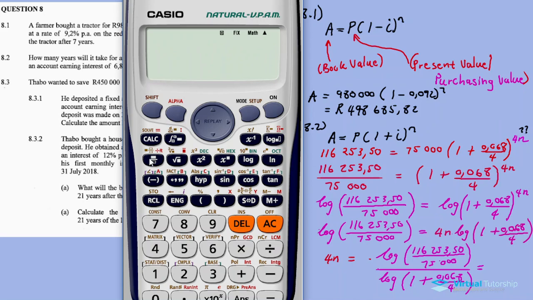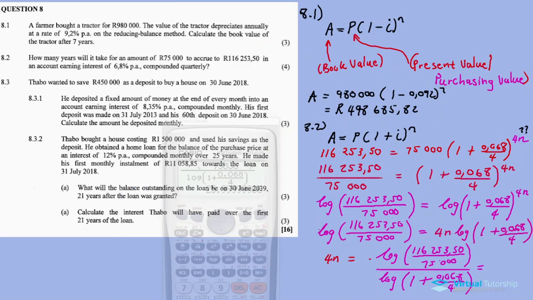So on the calculator, let's calculate the log. Log of 116,253.50 divided by 75,000, close bracket, divided by log 1 plus 0.068 divided by 4, close bracket, equal to 26. Let's check something. Okay. So basically, the answer is 26. When we round off, you get 26.